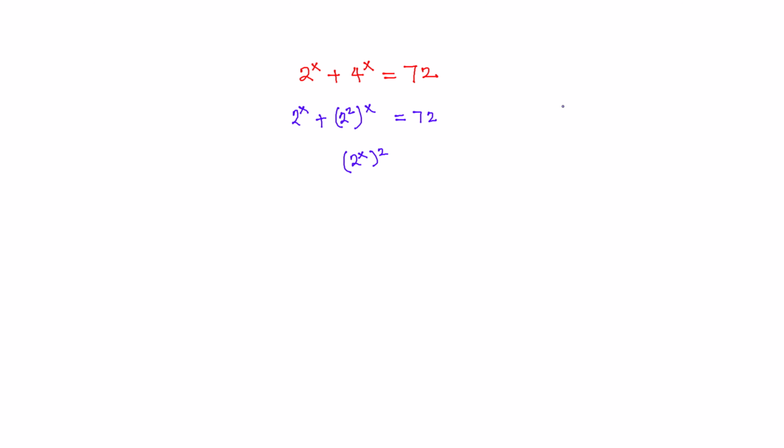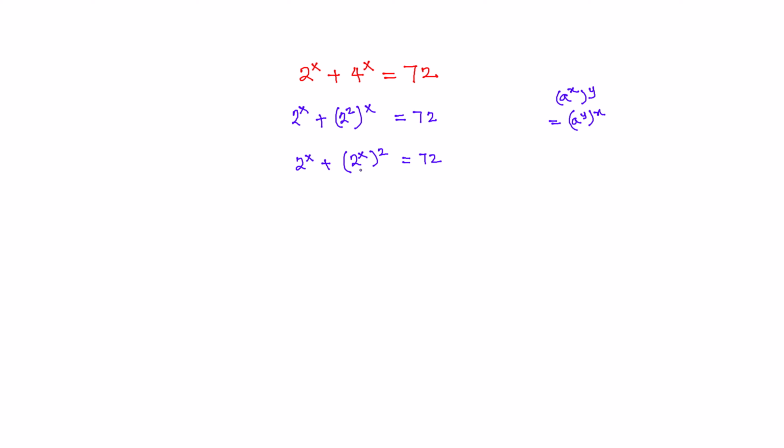I'm able to do this because if I have a raised to power x then raised to power y, this can still be written as a raised to power y then raised to power x. You can confirm this by substituting numbers for x and y. You'll see that you get the same value in both cases. So here now I have 2 raised to power x plus 2 raised to power x raised to power 2 is equal to 72.